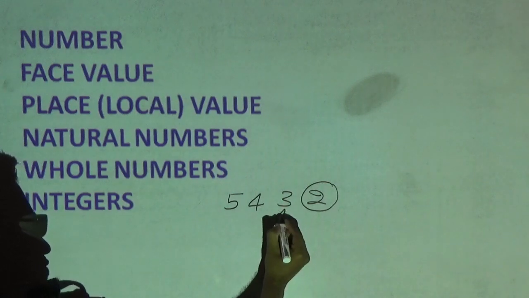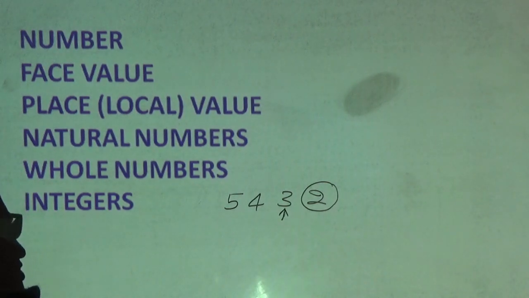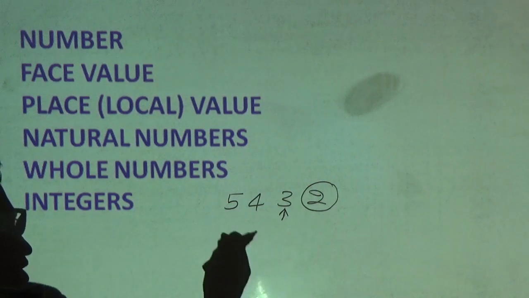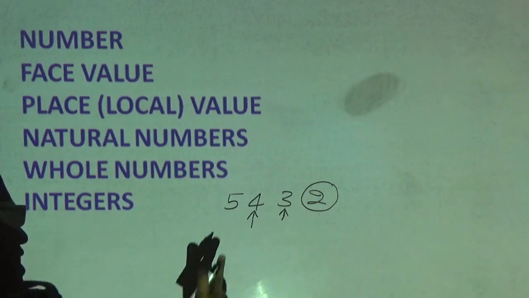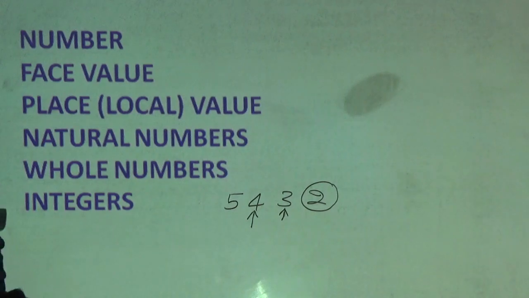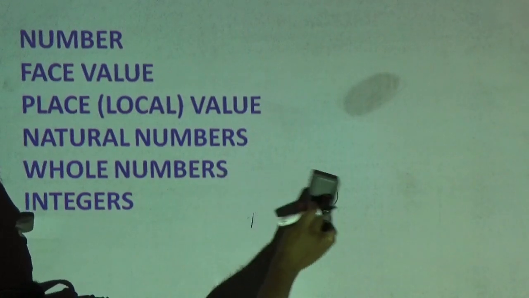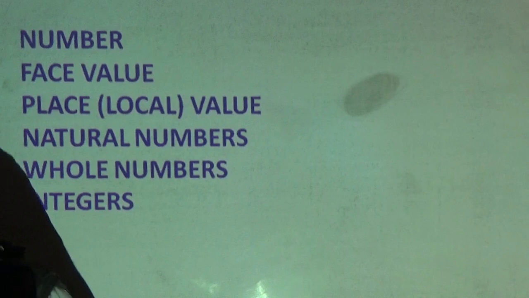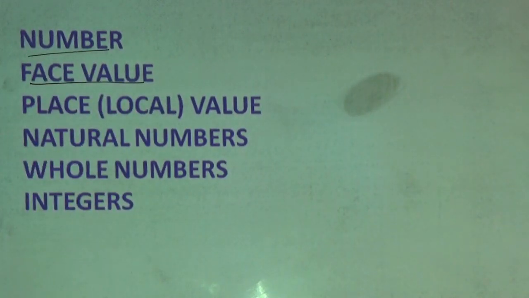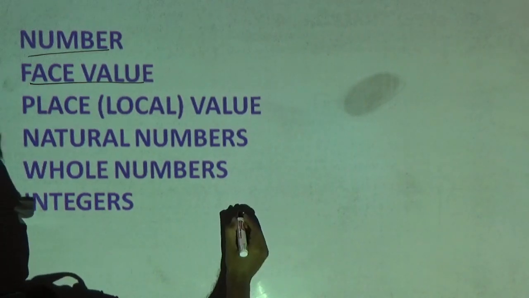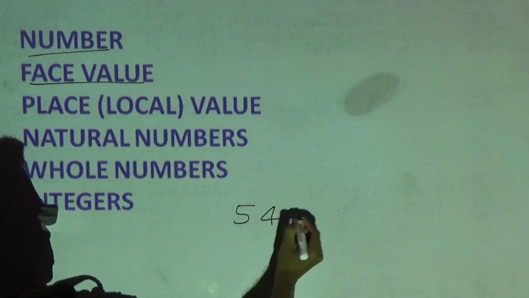What is the face value of 3? Face value of 3 is 3 itself. The face value is nothing but the digit itself. What is the face value of 4 here in this number? The 4 itself. The face value of 4 is 4 only. The face value of 5 is 5 only. Now you came to know what you mean by number and what you mean by face value. The next, I am going to explain what you mean by place value or local value. The same example, 5, 4, 3, 2.